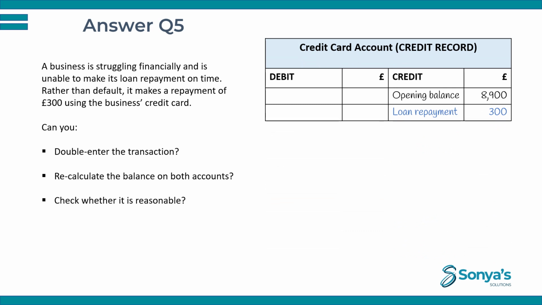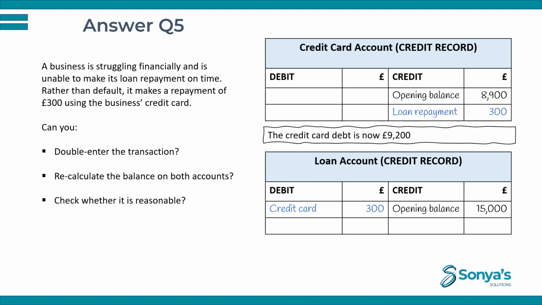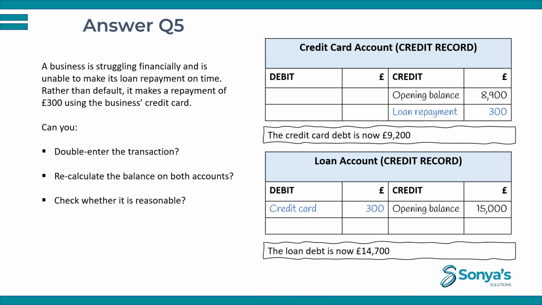The credit card company has given the business £300 to pay the loan, so the credit card debt increases by £300, a credit entry. The loan provider receives £300, reducing the business's liability, a debit entry. The credit card debt is now £9,200. The lender is now owed £14,700.